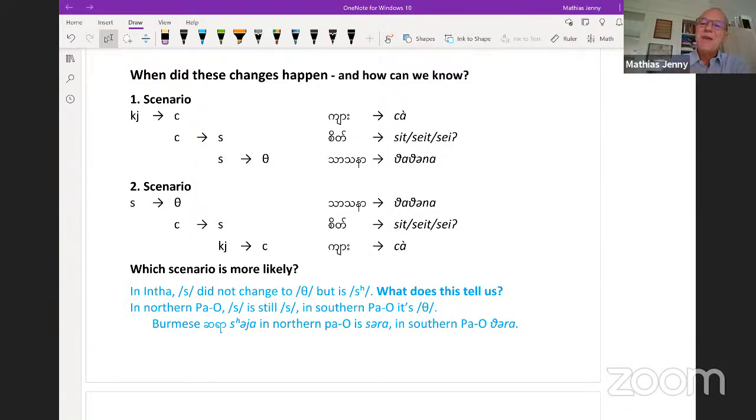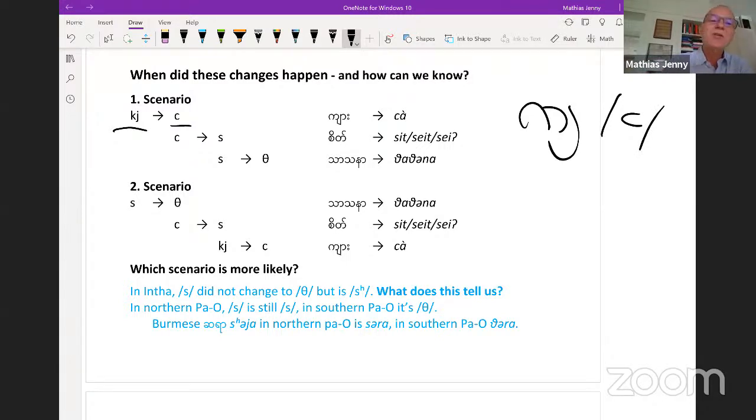But we can say something about the relative sequence of these changes. We know that in Burmese, kya changed to cha. So what you spell as kya is pronounced as cha in modern Burmese. We know that cha changed to sa. So the Pali word chitta becomes sit in Burmese. And we've seen that sa changes to ta.